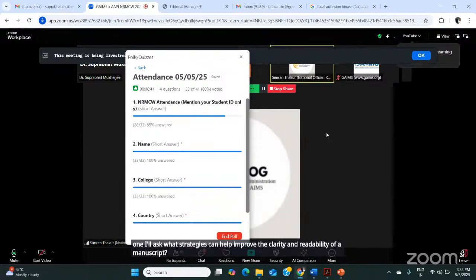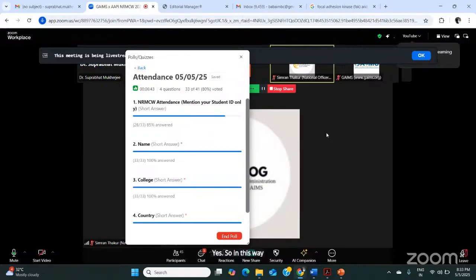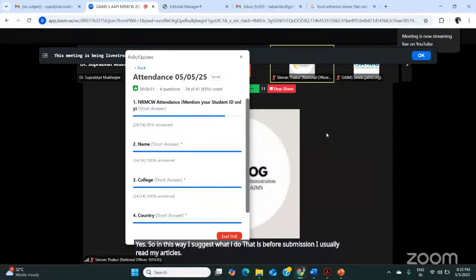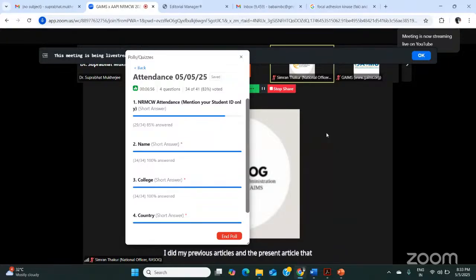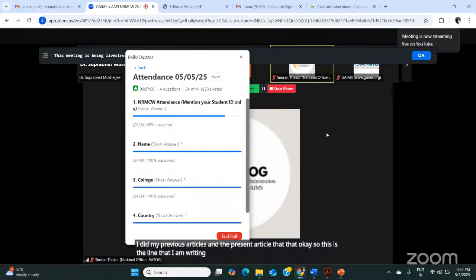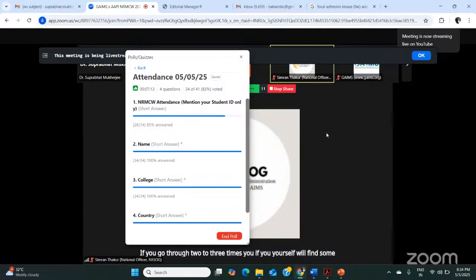Yes. I suggest what I do. Before submission, I usually read my previous articles and the present article, and ask, okay, this is the line that I am writing, is it okay? So please try to read your manuscript before you submit. If you go through it 2 to 3 times, you yourself will find some common issues that can be addressed by you, and that can enrich your manuscript.